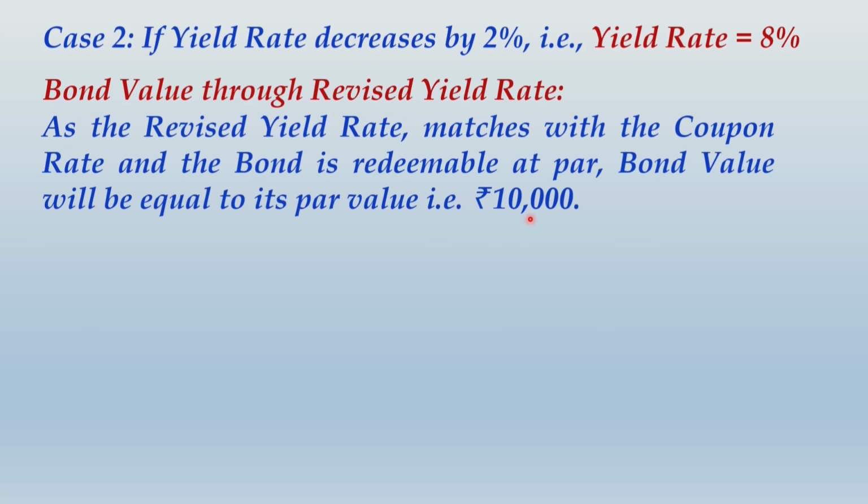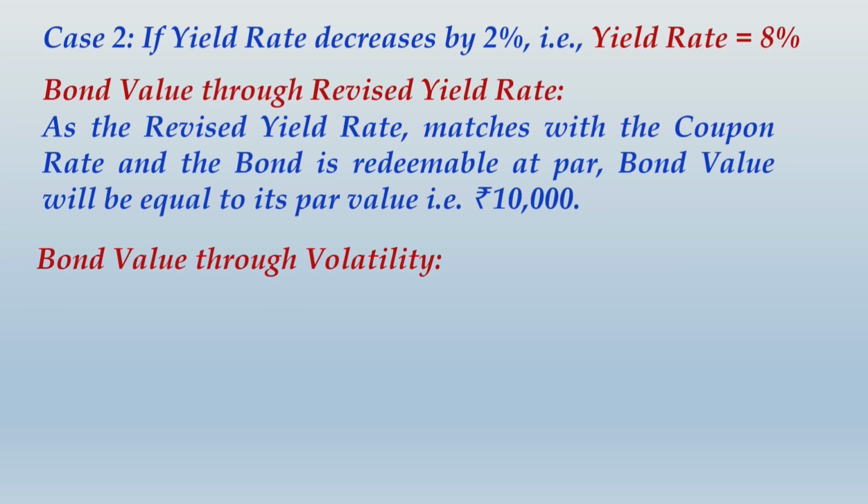Now one thing I want you people to understand: so many times in the earlier questions we have dealt with this kind of situation, that if the yield rate and coupon rate are the same and the bond is redeemable at par, it is the redeemable value of the bond which will actually be the intrinsic value of the bond. So if you want, you can compute and check. You also will be convinced that it will be exactly 10,000.